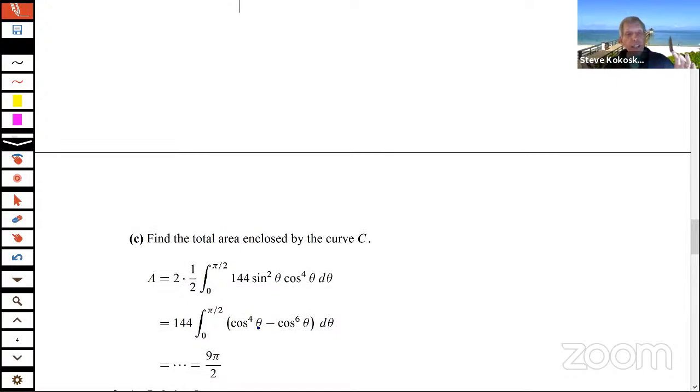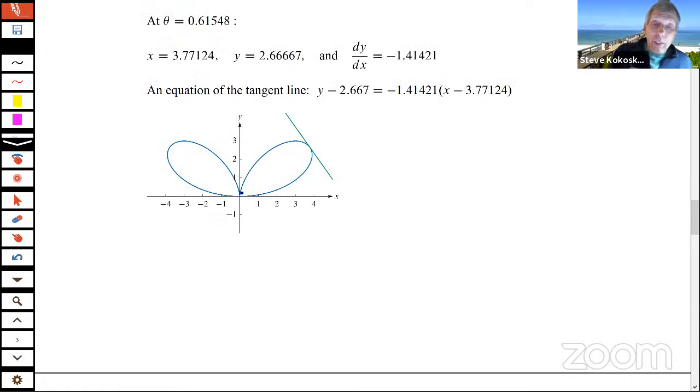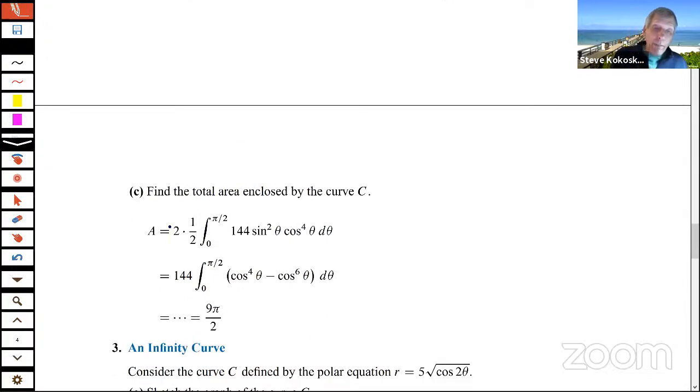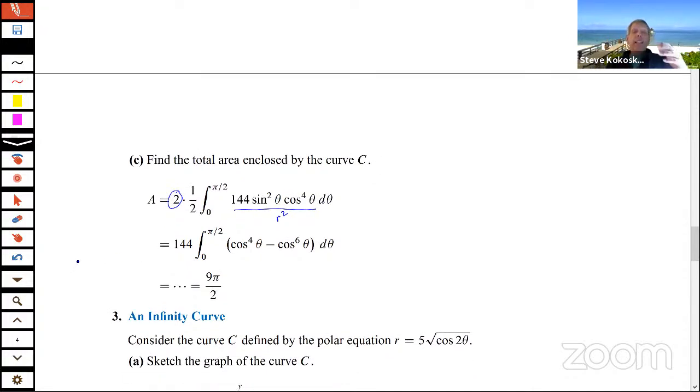Find the total area enclosed by that curve C. Well, I happen to know that I get this loop here as I go from 0 to pi over 2. I'm going to double that because of the symmetry. And this expression right here is r squared. Okay, so how do you integrate this if you really wanted to do it by hand? This is where you'd have to use these reduction formulas, or what I would call reduction formulas, to reduce the powers on those cosines.